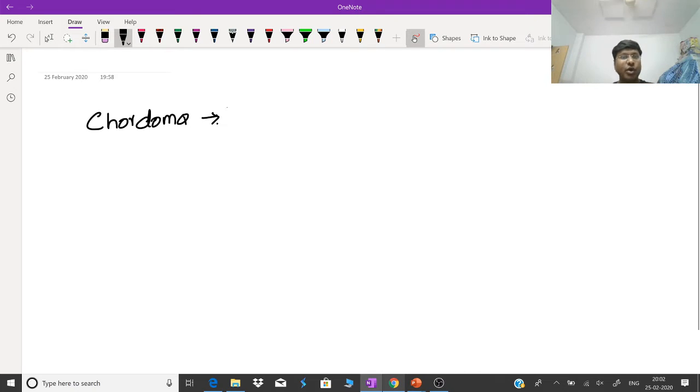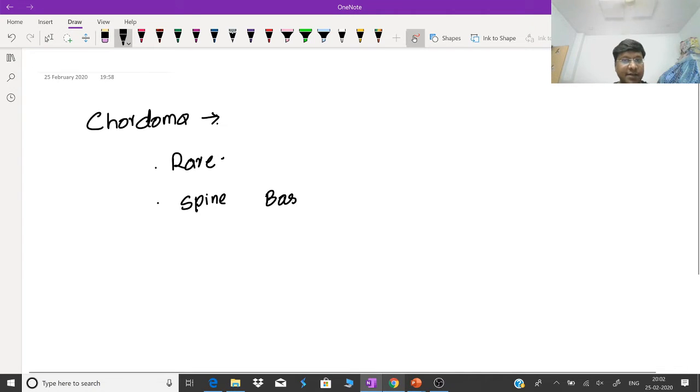Now the question is, what is chordoma? Chordoma is one of the rare types of cancerous tumor. Yes, Avinash, you have answered it correctly, very good. And where does this chordoma originate from? It originates along the spine, from the base of the skull up to the level of the tailbone. Anywhere in the spine, from the base of the skull to the tailbone, chordoma can originate.